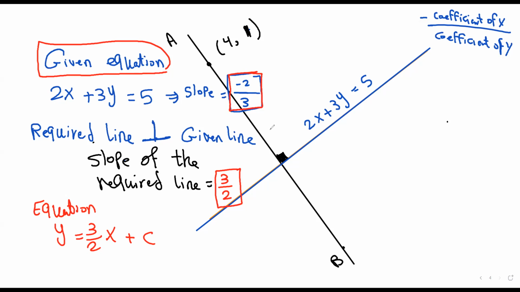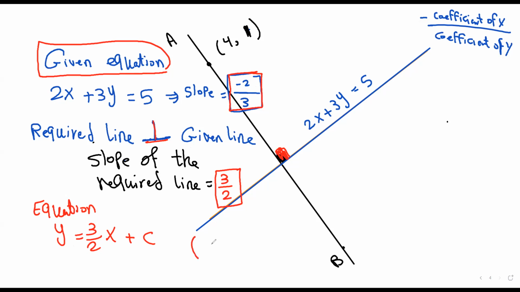And because they are 2 perpendicular lines here, the required line is perpendicular to the given line. So for the slope of the required line, change and exchange. Change the sign from negative to positive, and exchange, 2 over 3 will be 3 over 2. So the equation is going to be y equals 3 over 2 x plus c.